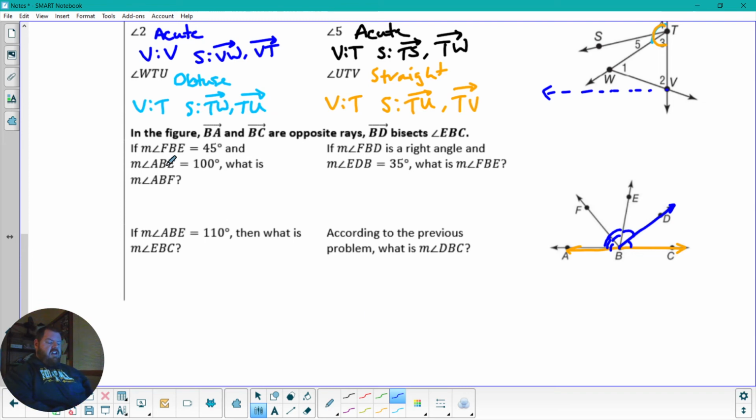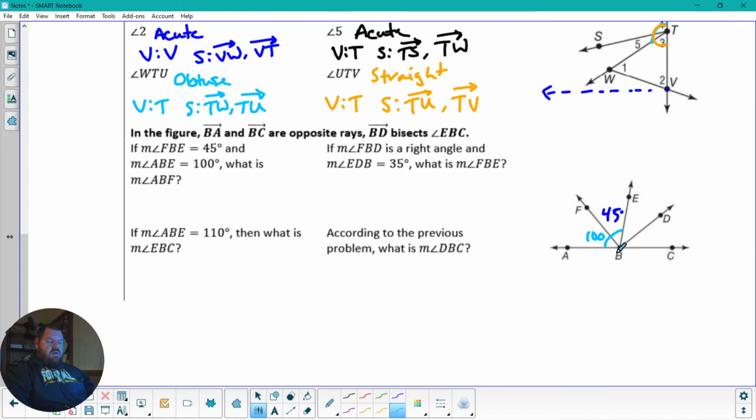So here it says FBE is 45, and ABE is 100. I'm probably going to write on these and then erase them for all the different situations. Now, that one's kind of tough to mark, especially with those other marks in there. Let me get rid of some of this. We'll just remember that that ray bisects that other angle. So this whole thing here is 100 degrees, is what that's saying.